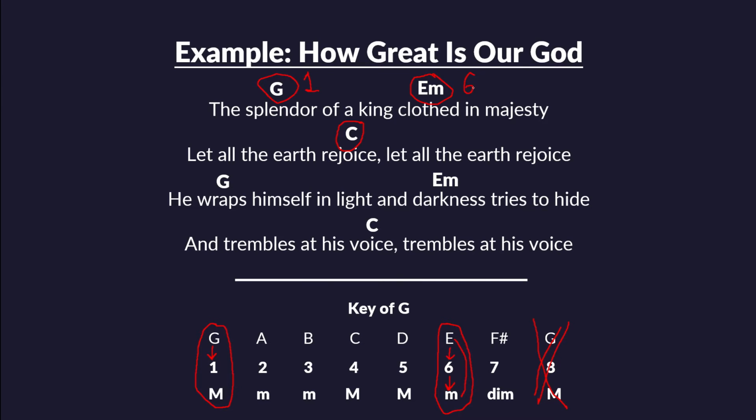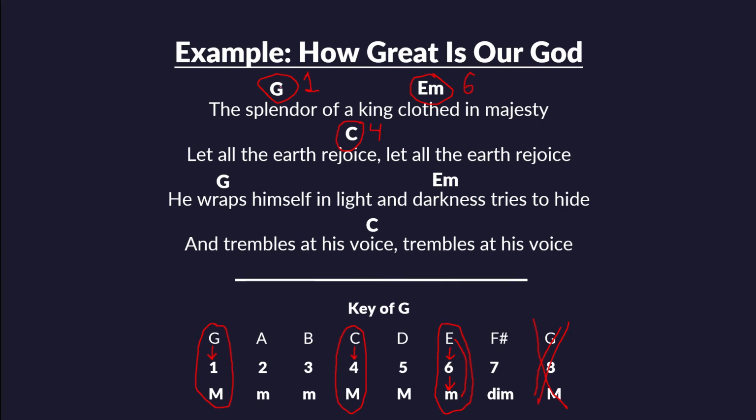And just one more chord to figure out, which is the C chord. And if we look at our scale again, C is the 4th degree of the scale. And so we just write a 4 beside it. So simply put, the chords to this song, the chord progression is a 1, 6, 4 chord progression.